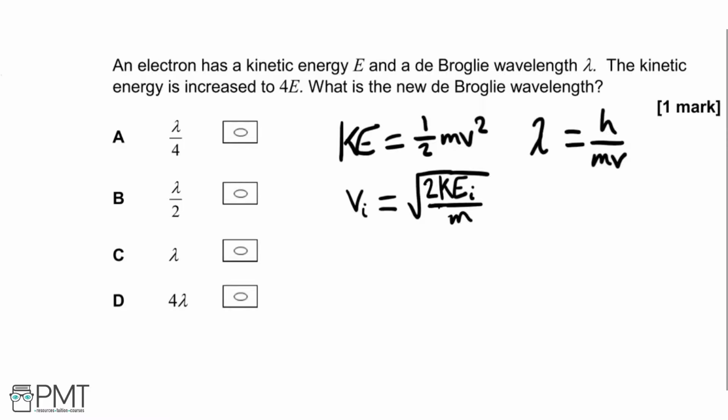So the initial speed is equal to the square root of 2 times the initial kinetic energy divided by the mass. All I've done there is rearrange the equation to make the speed of the electron the subject, and put I to represent initial, because we're going to look at the final kinetic energy and the final speed. So the final kinetic energy after the change is 4 times what it was originally.